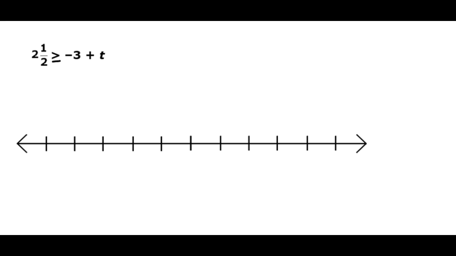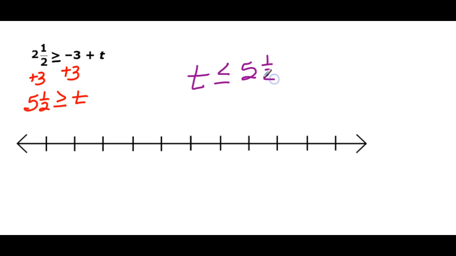All right, let's try this one. Threw a little fractions in there for you. So let's add 3 to both sides. That's going to give me 5 and 1/2 is greater than or equal to t. Again, my t's on the back side, so I'm going to flip it over and write it t is less than or equal to 5 and 1/2.